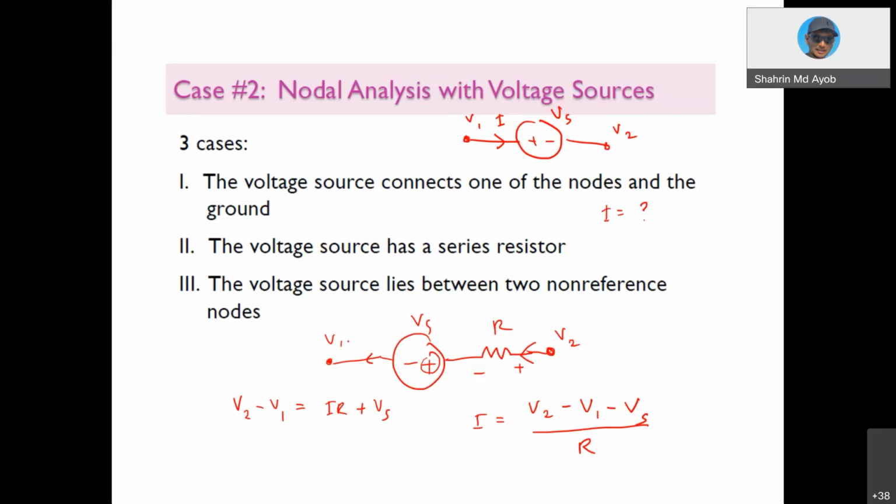Based on our assumption, the current direction is from V2 to V1, so we put it like this, equal to the voltage drop across the resistor plus Vs. Then you can get the current. But right now, can someone derive for me what the current equation is when you have this type of connection? You don't have a resistor, you have only a voltage source. How can you derive the current equation here?